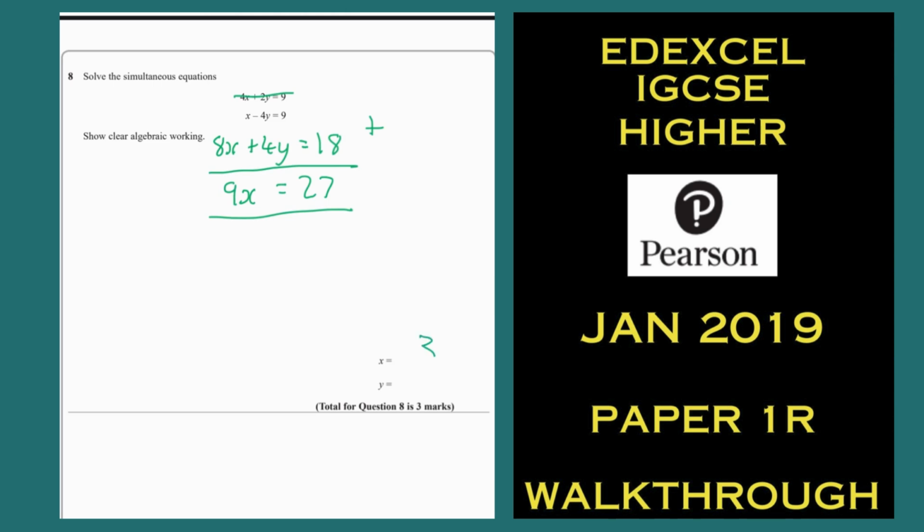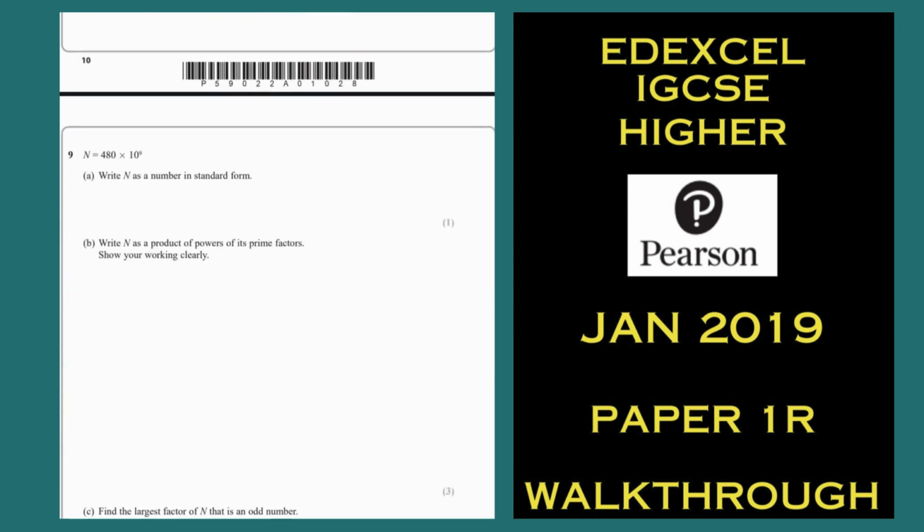So x is 3. Once you've got that banked, pick one of your 2 original equations. I'll pick the bottom one. I'll replace x with 3. Add 4y to both sides. Subtract 9 from both sides. And now divide both sides by 4. Give it a fraction or a decimal. I'll go for minus 1.5. It's all good. Next.